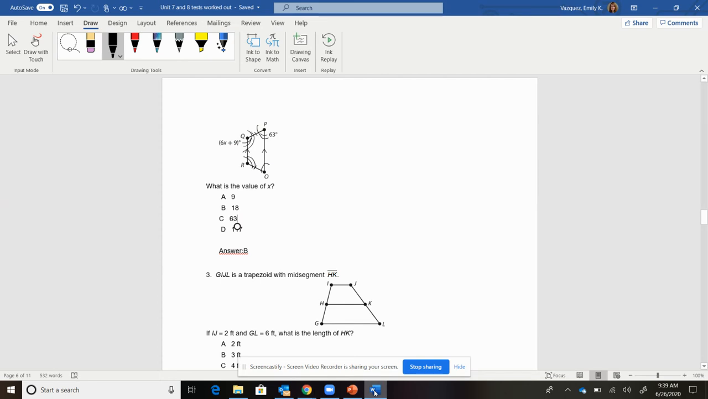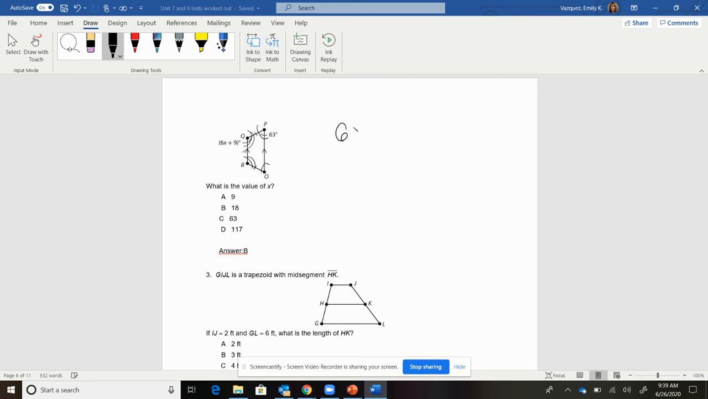So what you need to remember is just your information about a quadrilateral. Quadrilateral means that all of the angles add up to 360, right? Or that the angles next to each other are supplementary angles.